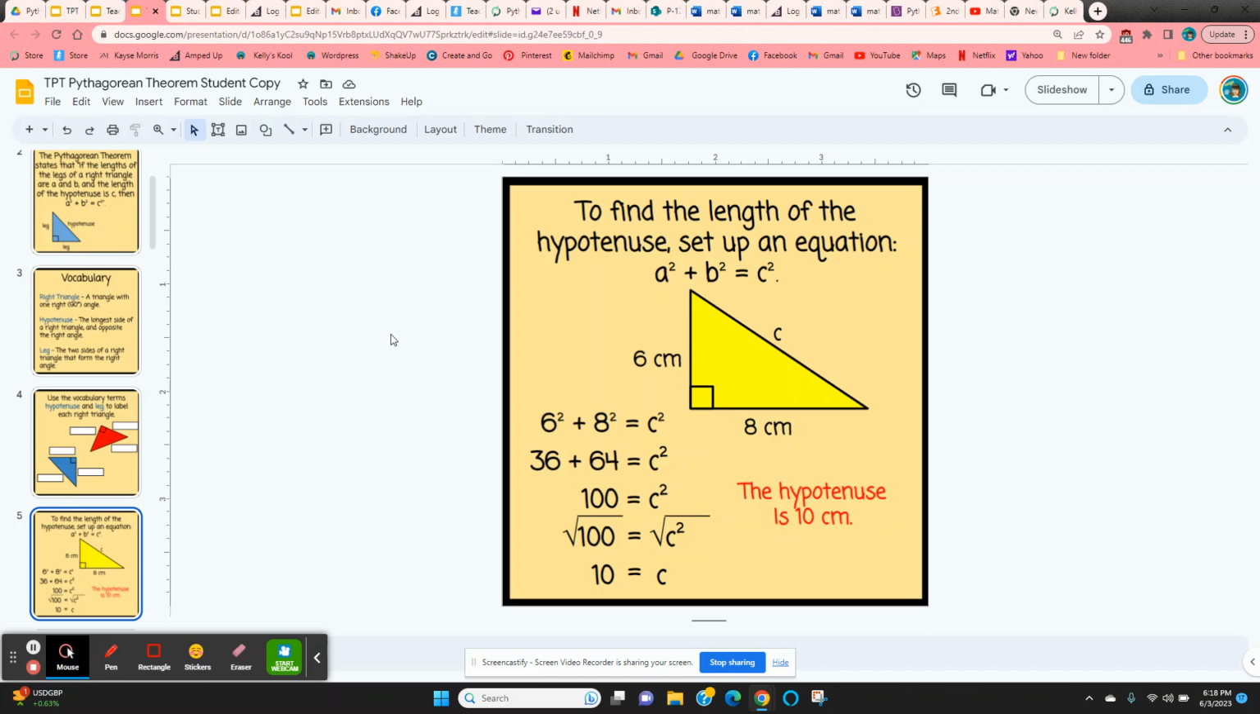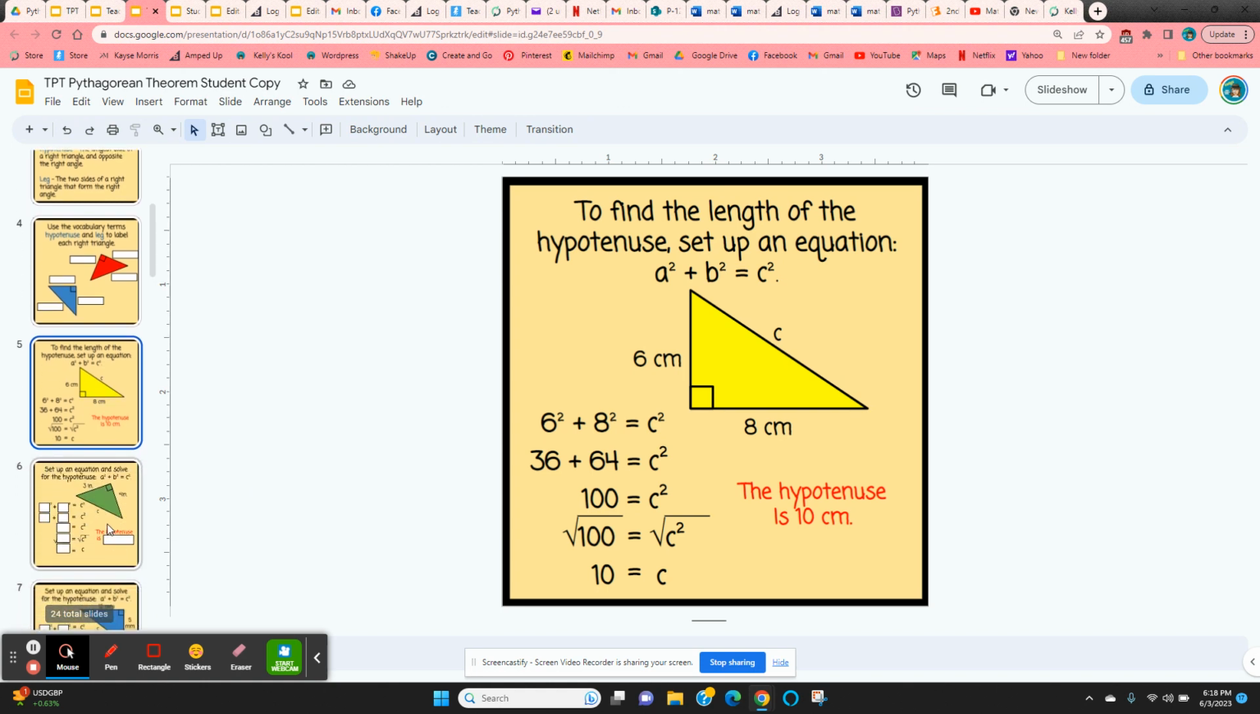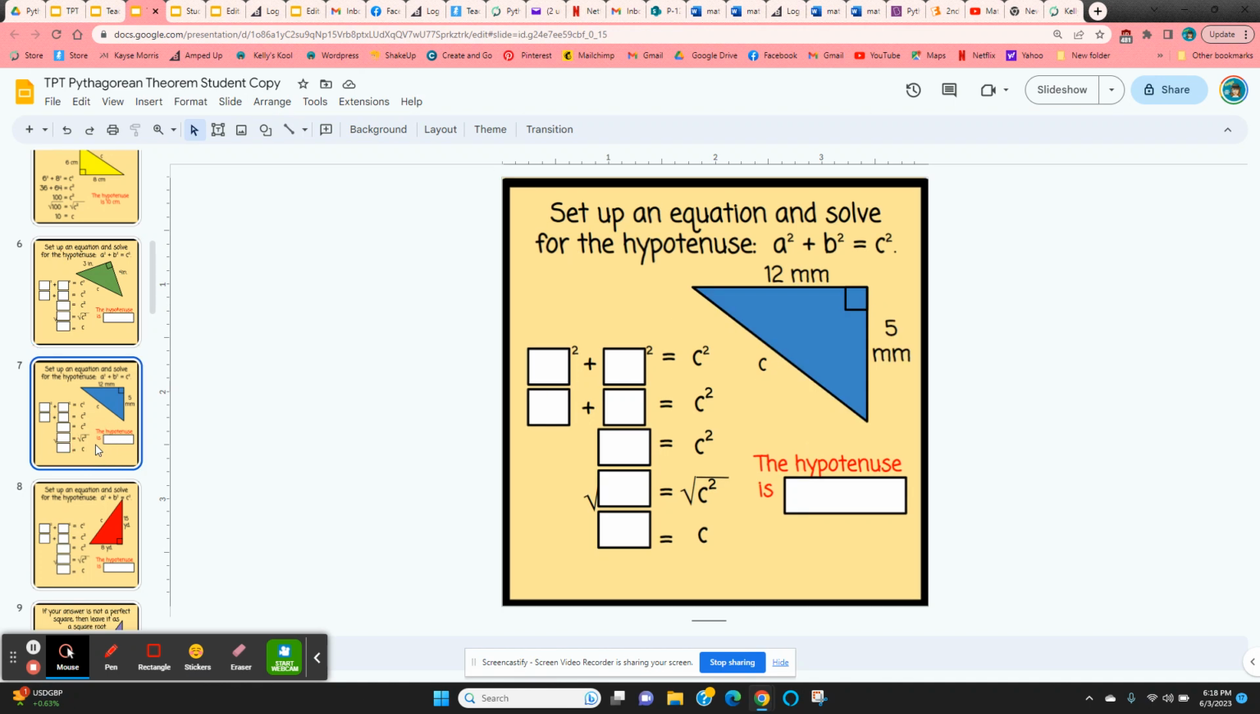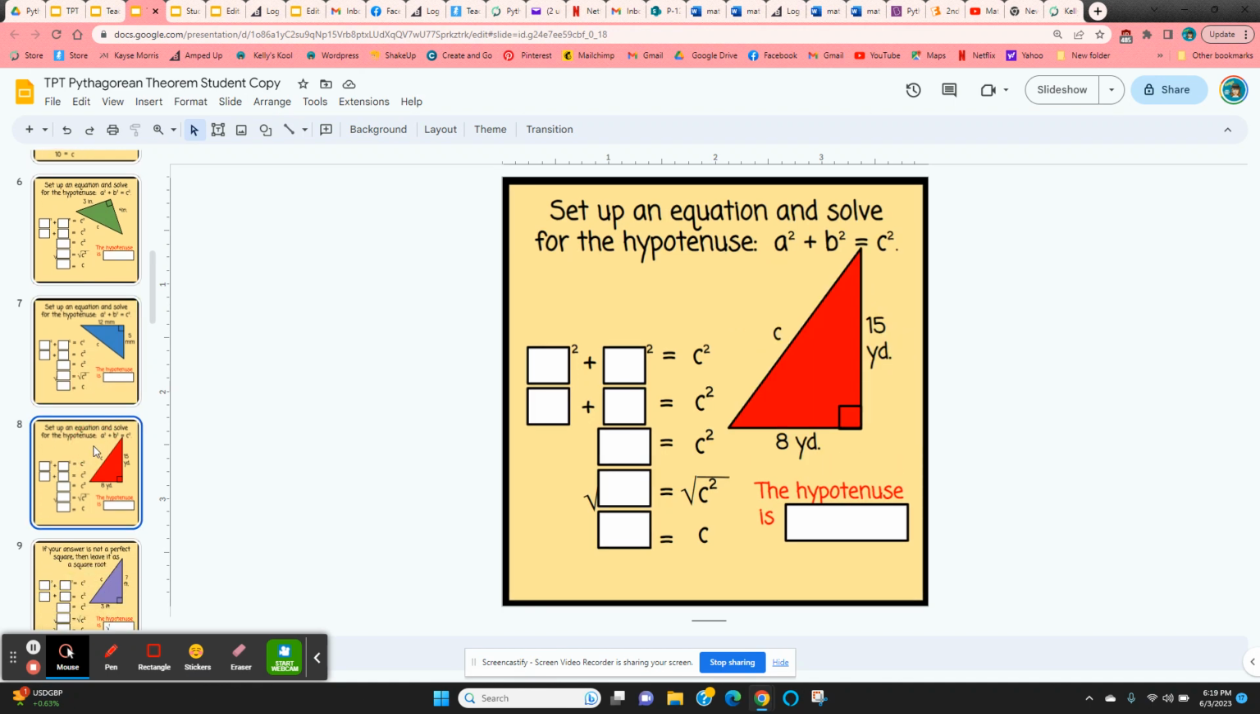And then they're given an example of how to use the Pythagorean Theorem. And then they've got some to solve on their own. They're just going to type in the different values. And then the hypotenuse is, and they want to have the units on here, which are inches on this one. Okay, and then a few more to solve. They've got a lot of practice on these.